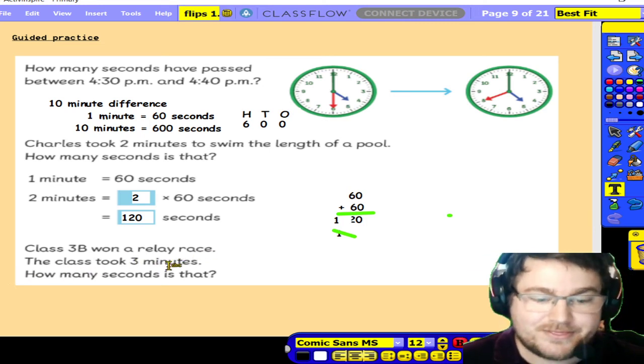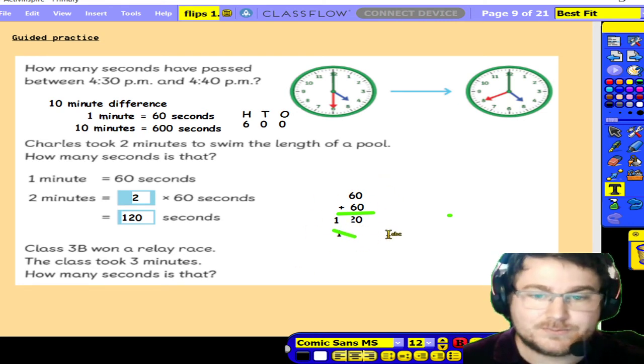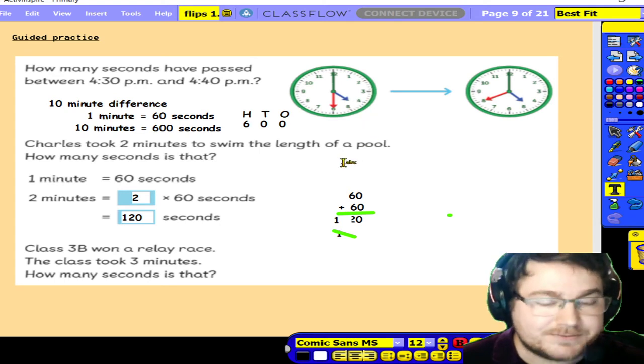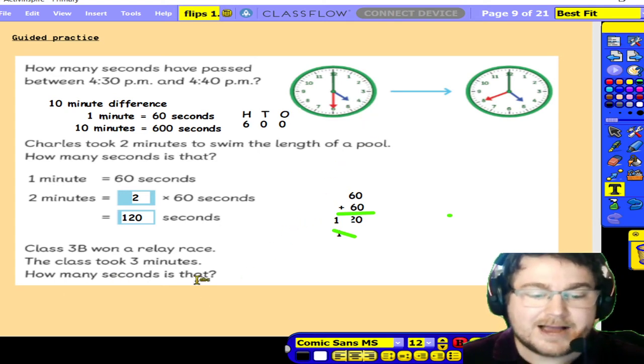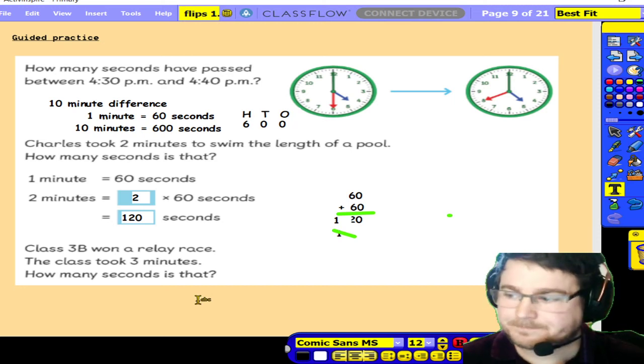Okay, class 3B won a relay race. The class took 3 minutes. How many seconds is that? Right, let's have a pause. You can use my method here if you like to, as well as maybe using a clock or anything like that to work out how many seconds in 3 minutes. So let's pause now, please.